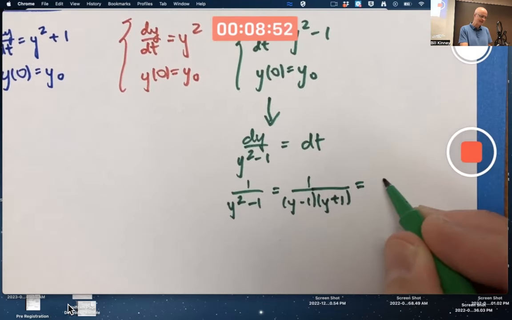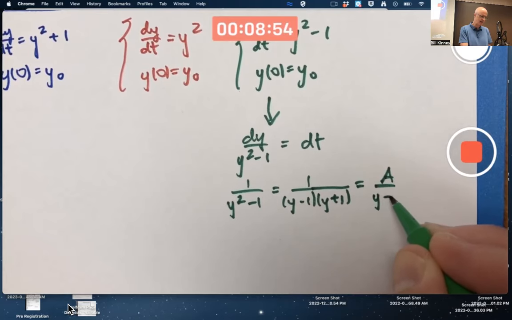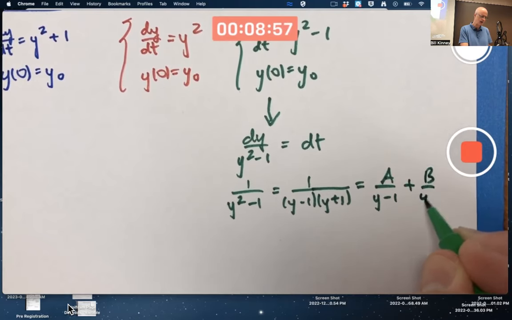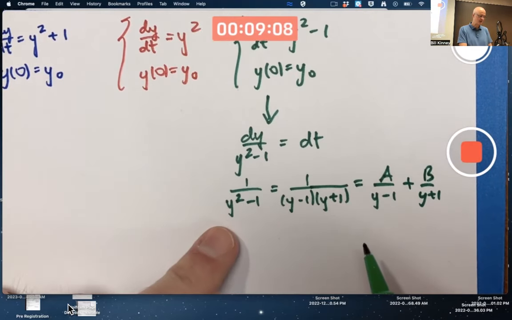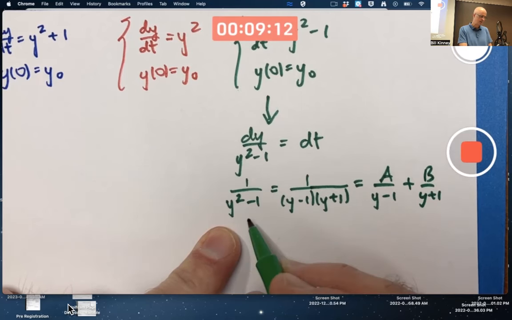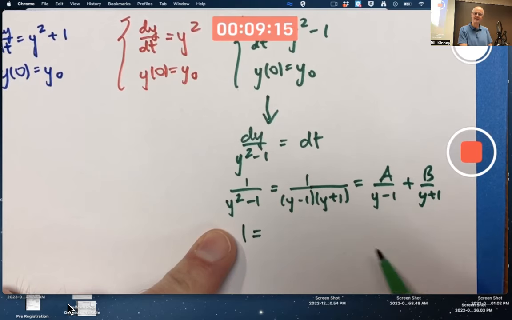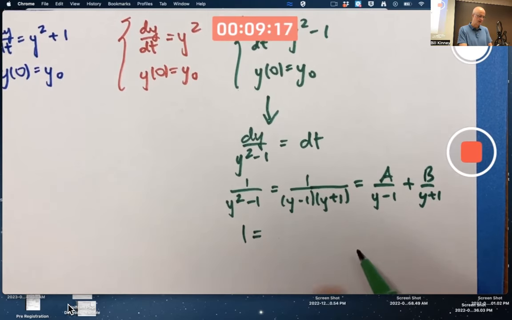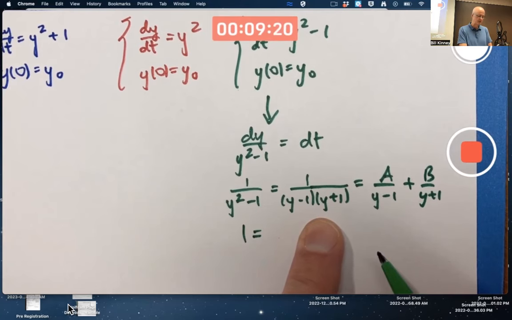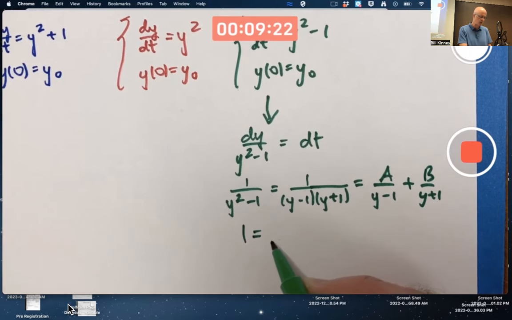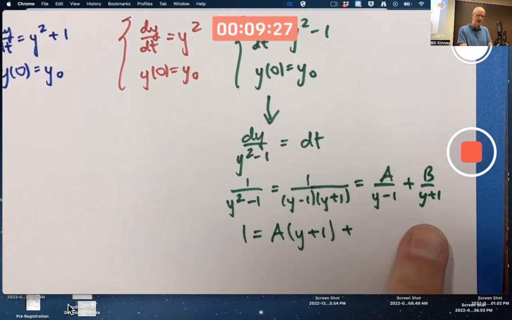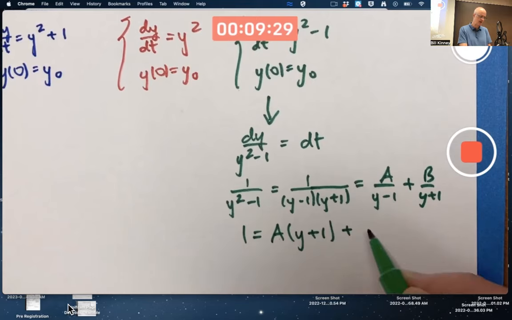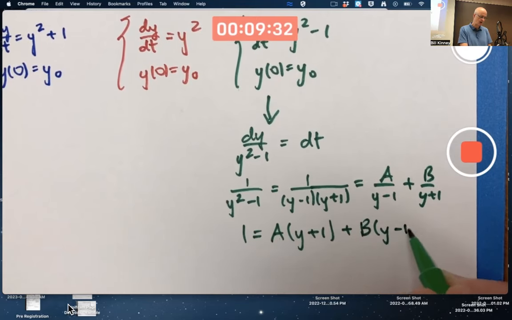And we want to write that as the sum of two fractions, a over y minus 1 plus b over y plus 1. We want to solve for a and b. So multiply both sides by y squared minus 1 to completely cancel it on the left and get partial cancellation on the right. In other words, I'm multiplying by y minus 1 times y plus 1. The y minus 1 cancels with the a term, leaving a times y plus 1. And the y plus 1 term cancels with the b term, leaving b times y minus 1.